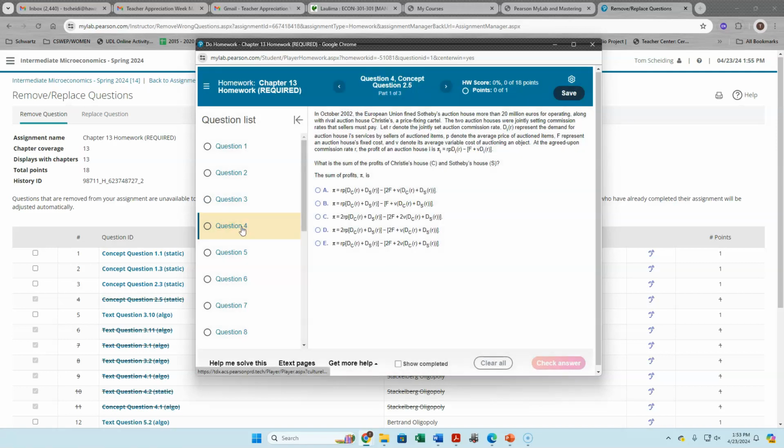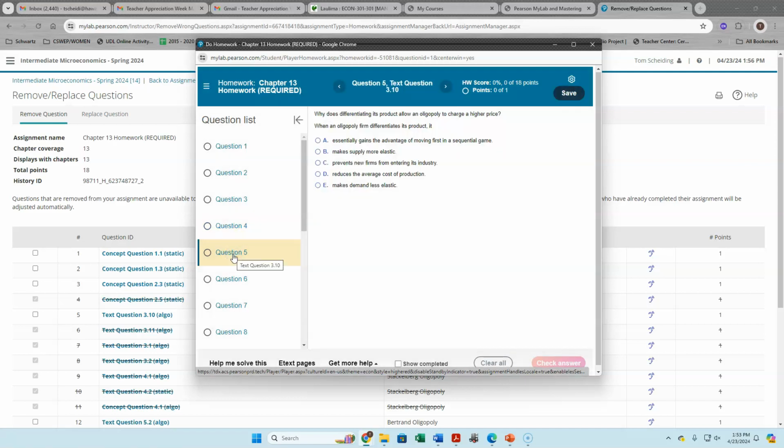Number 4 is one that you need to skip. As you can see here, they're just making things look difficult when in fact they're not that difficult. Okay, so that was number 4, which you can skip. Number 5.